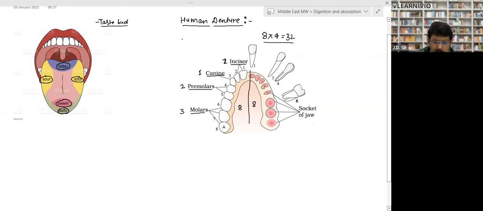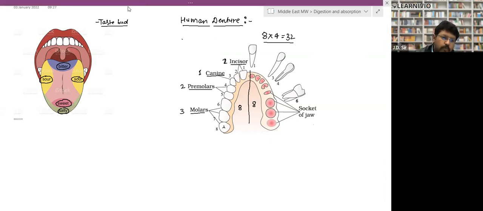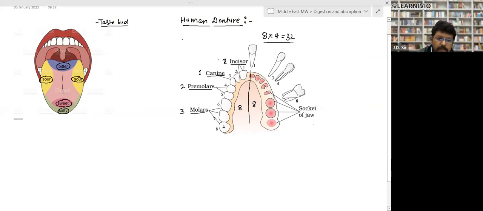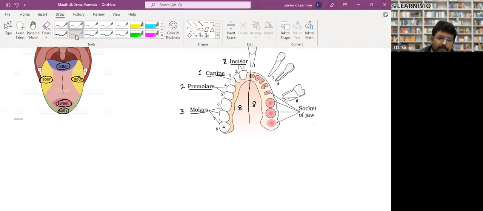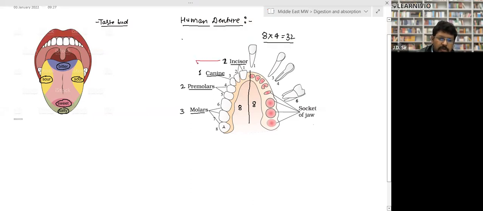Again, whenever we talk about the denture formula, what is the denture formula? Before going into it, I want to tell you the peculiarity and the function of these teeth, and why they have developed in our body. The incisor is responsible for biting. It is developed in those animals which have a biting capability, meaning grazing animals. In goats, they are very well developed. That's why they are able to graze very fast, and that's how they cut grasses and all that, right? Humans and camels also have very well developed front teeth, called incisors.